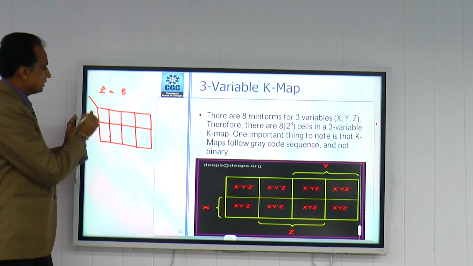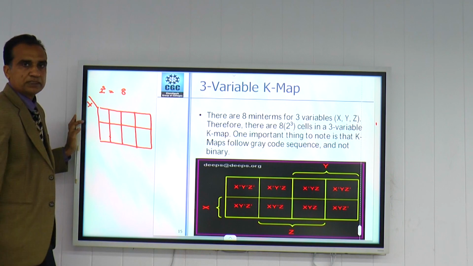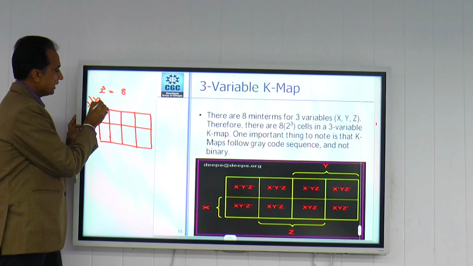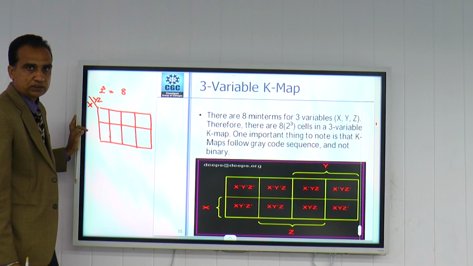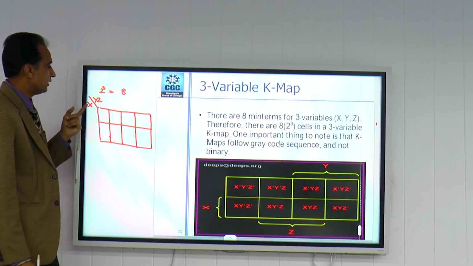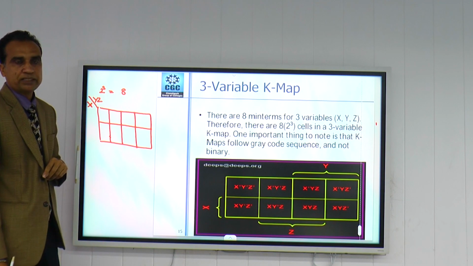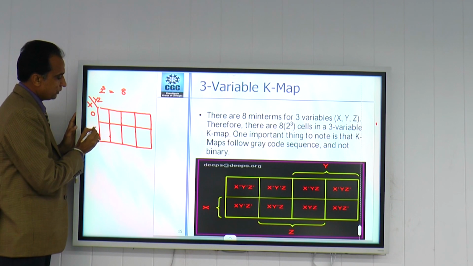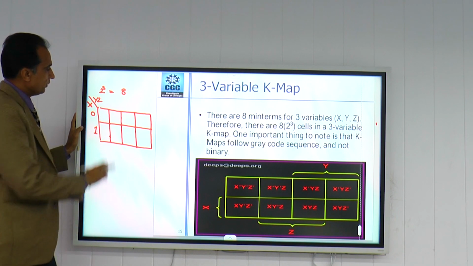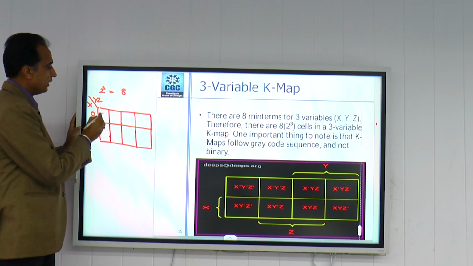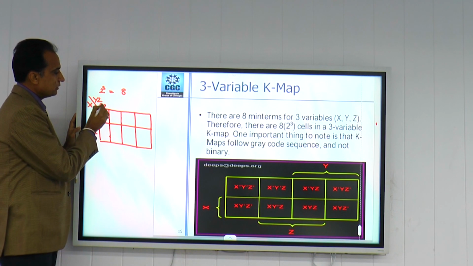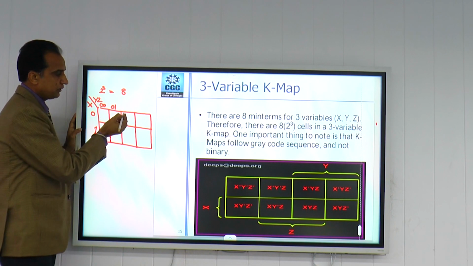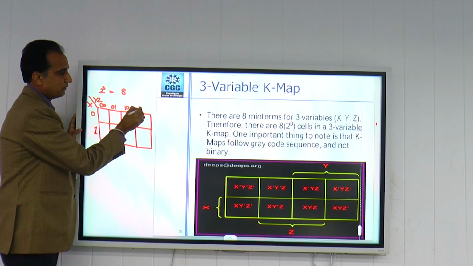Means one variable is represented vertically, and the two variables, for example y and z, are represented horizontally. In this example, we are taking three variables in the form of x, y and z. Now the possible values of x are 0 and 1. Now in case of two variables, how do we write the values? The possible values are 0 0, 0 1, then after that 1 0 and 1 1.